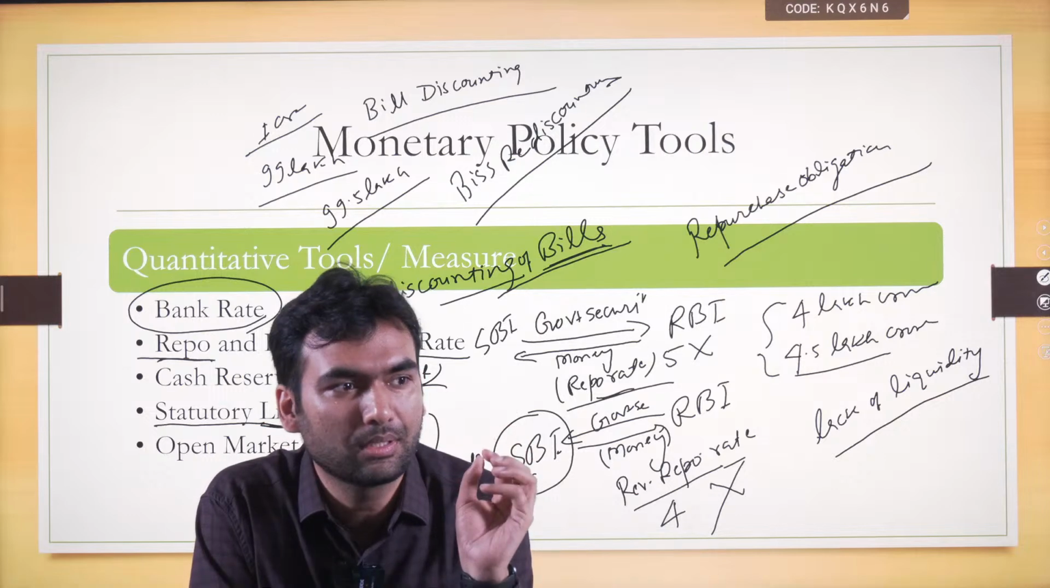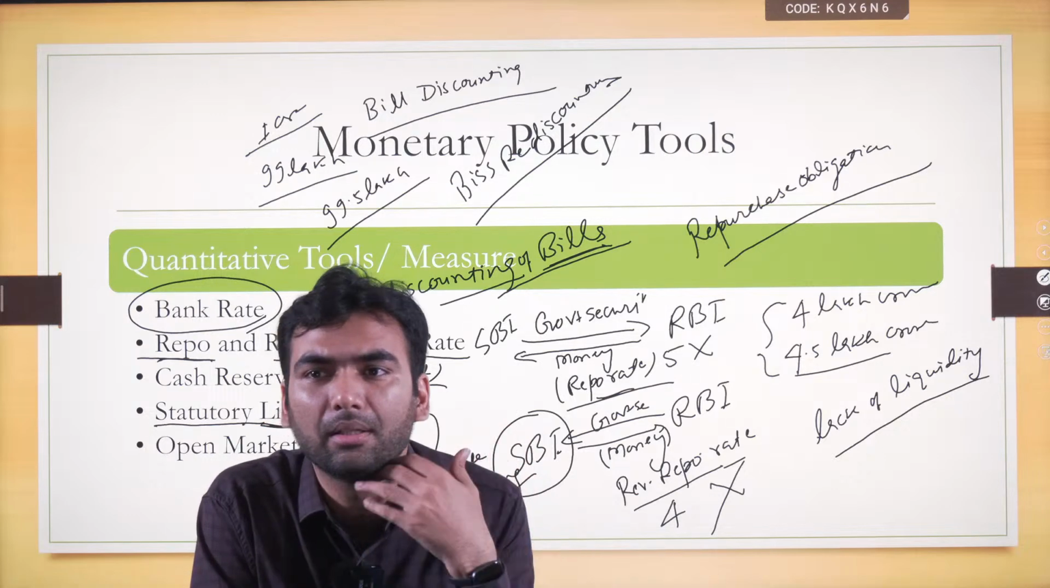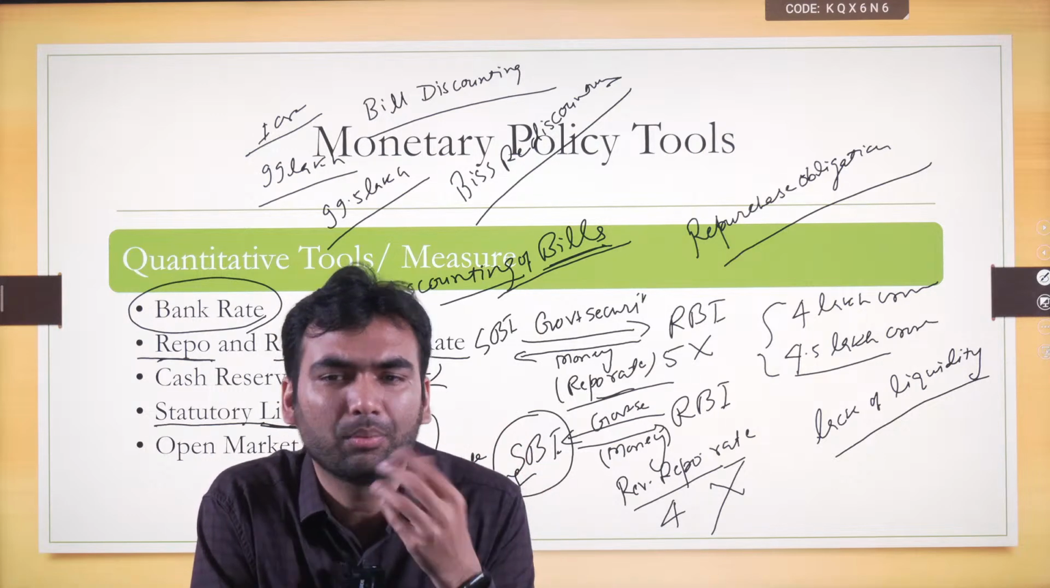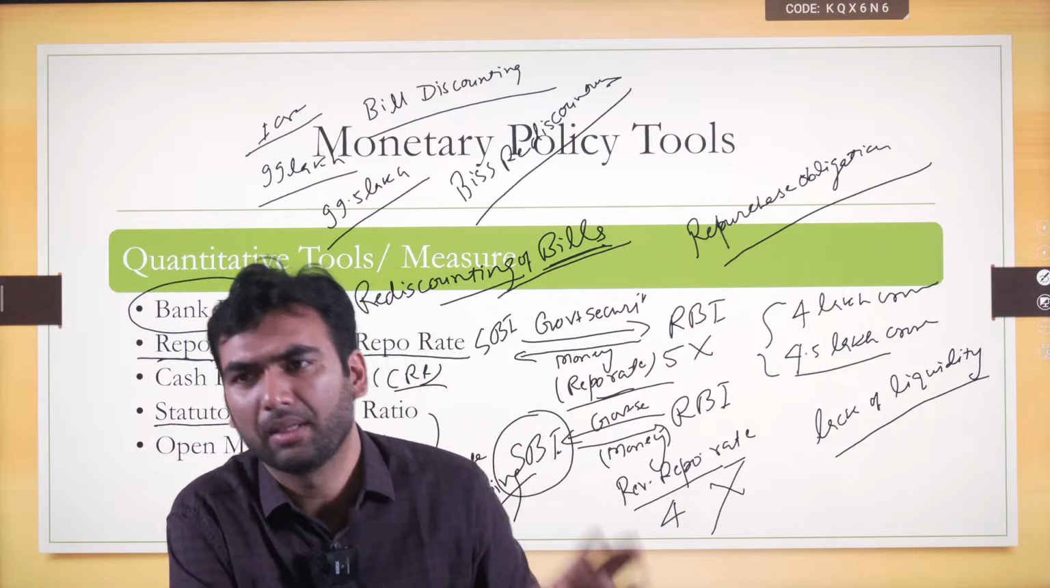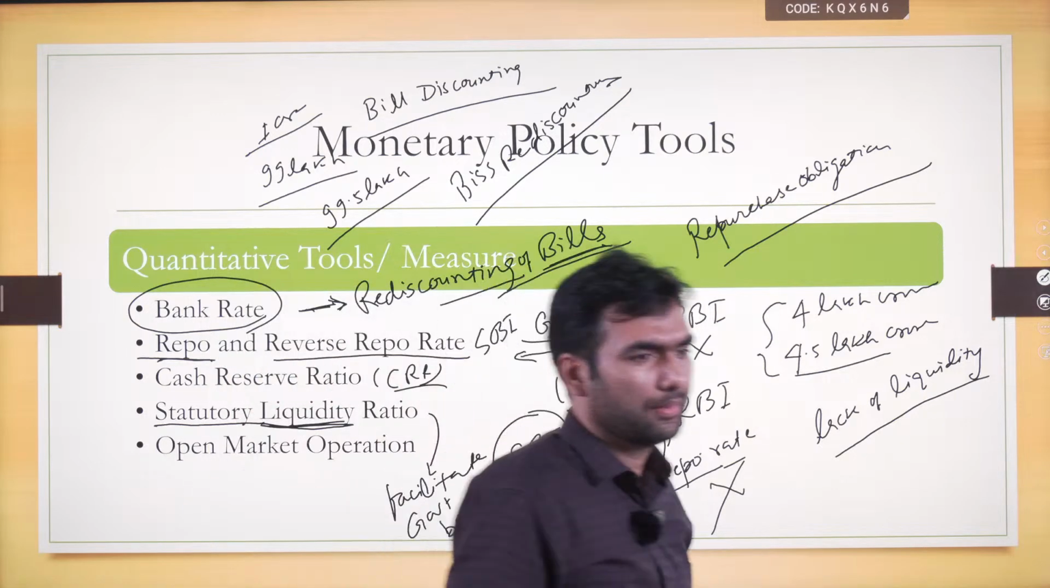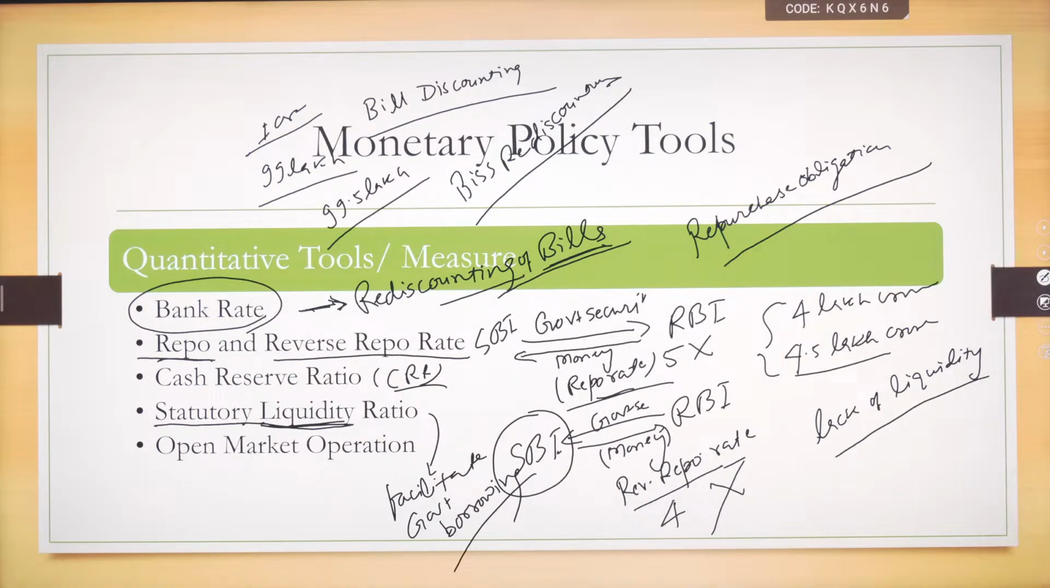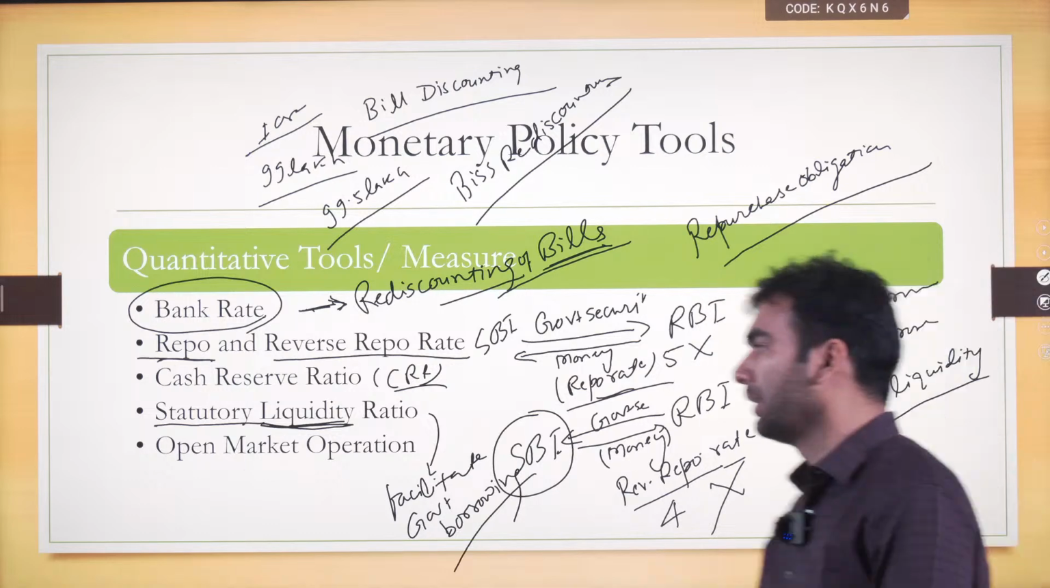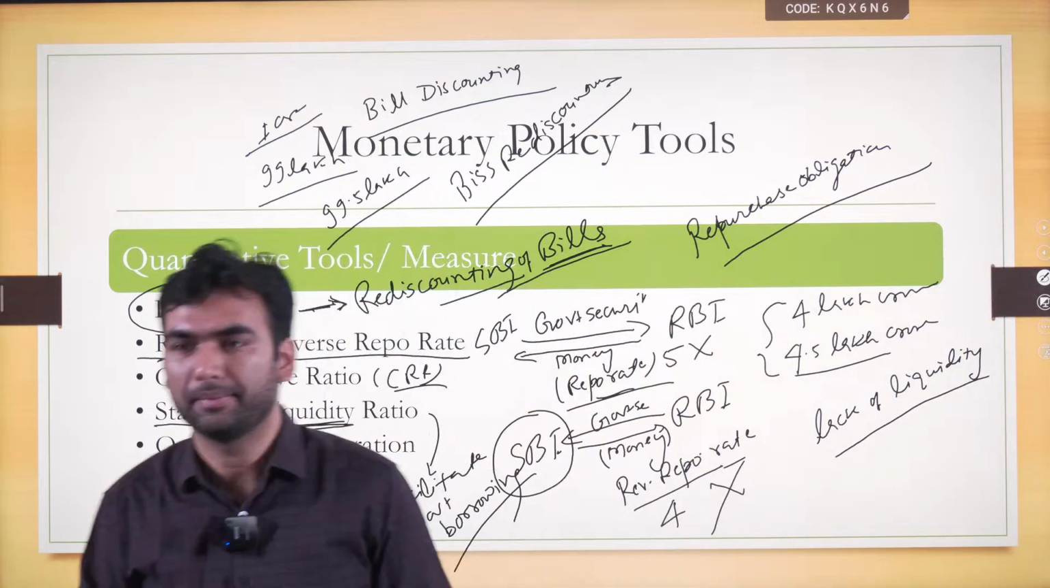Okay, so it's sale. If you want to write, you may write. It's the sale of, and if you have it in notes, no need to write. It's simply sale of government securities in open market to adjust liquidity.